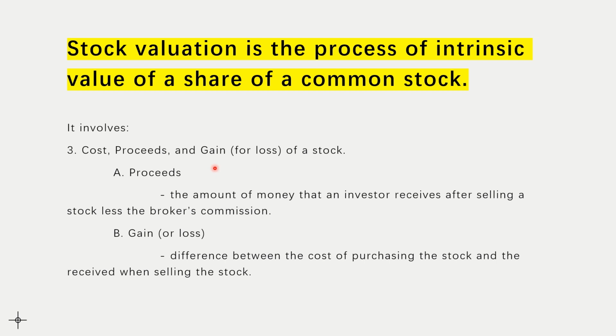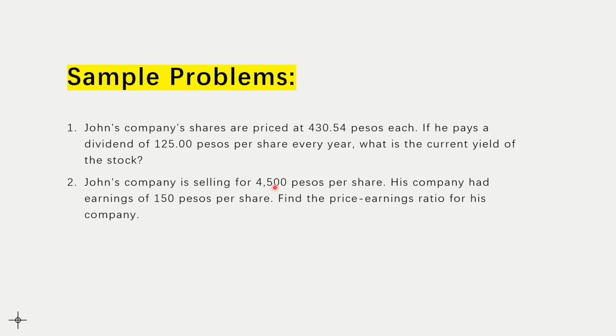It is the difference between the cost of purchasing the stock and the amount received when selling the stock. It is a gain when the amount received is higher than the cost of purchasing, and it is a loss if the cost of purchasing is actually higher than the amount that you received. Pretty easy so far. So now let's look at sample problems.